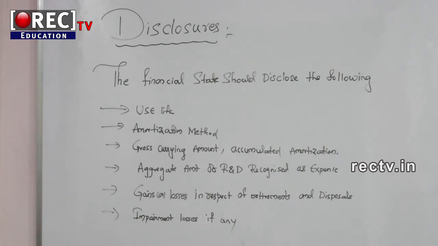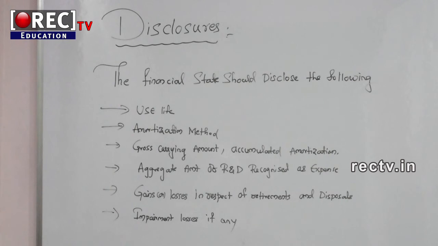And fourth, that is the aggregate amount of research and development recognized as expenses. So, here we have seen a lot of examples for research and development cost. Whatever expense you recognize to the P&L account and whatever amount you show in the balance sheet as a cost, you should show in the financial statement as per AS 26.